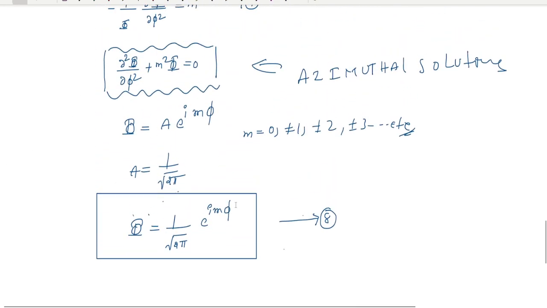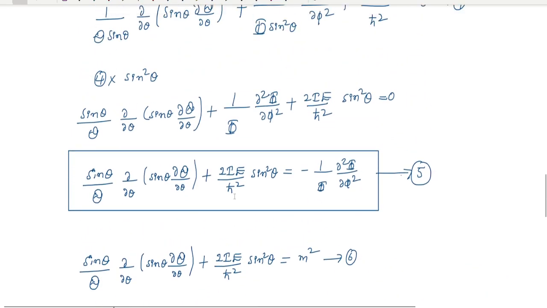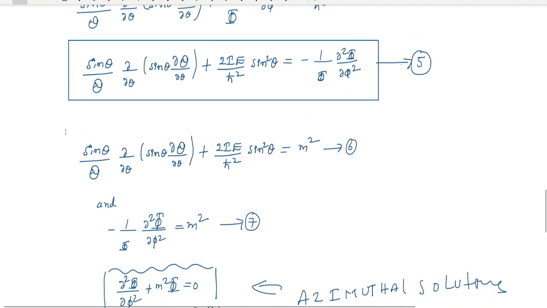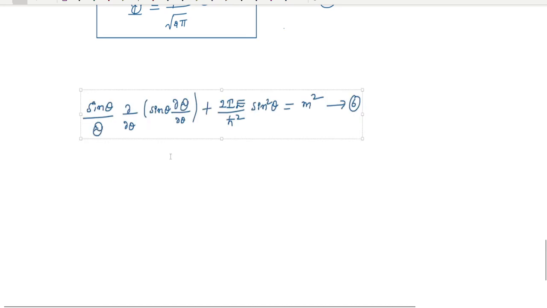Equation number 6 is there, right? This is our equation number 6.